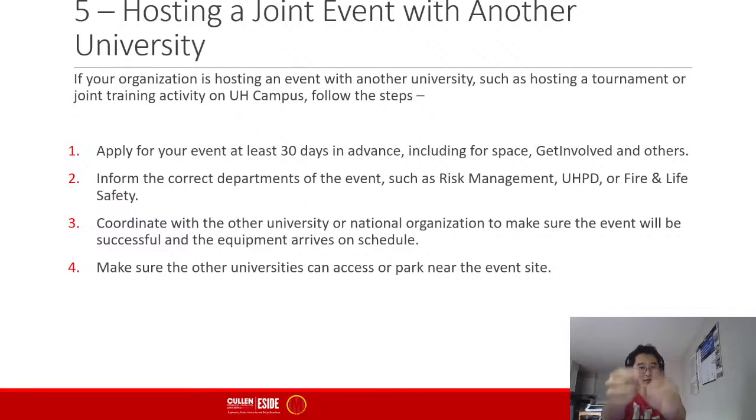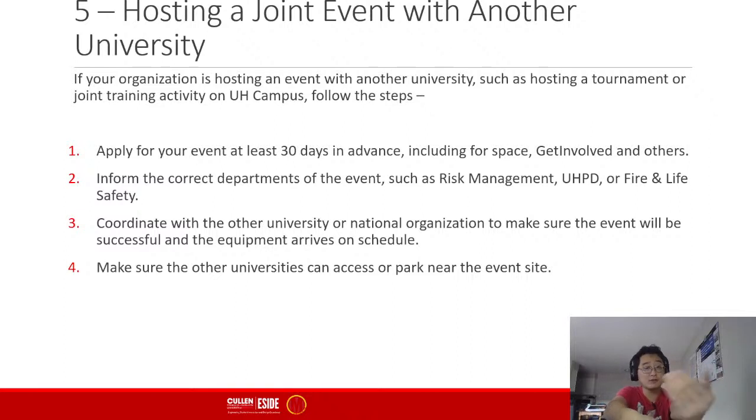The first thing you need to do is apply for your event at least 30 days in advance, including for space, on Get Involved. So have all of that filled out 30 days in advance. Inform the correct departments of the event, such as risk management, UH Police Department, or fire and life safety. So if it's operating a drone or operating a robot, you've got to go back upstairs and fill out the rest of the following information.